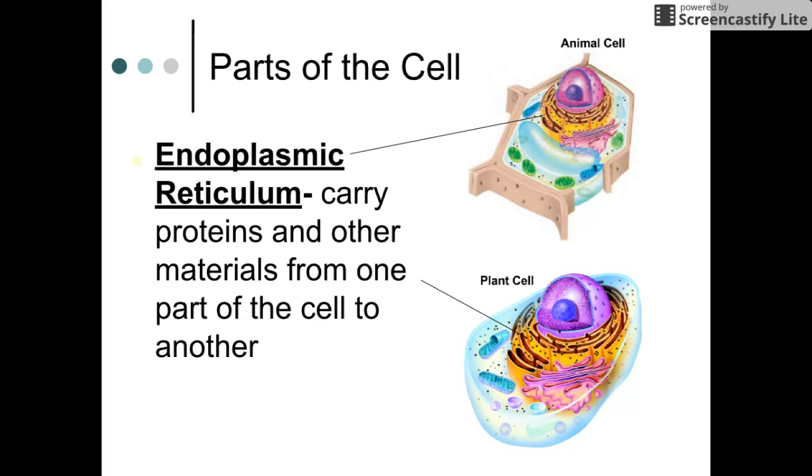Next, we have the endoplasmic reticulum. This looks kind of like a bunch of pathways that are around the nucleus. The endoplasmic reticulum is the area that carries proteins and other materials from one part of the cell to another. It's kind of like the highway system inside the cell.